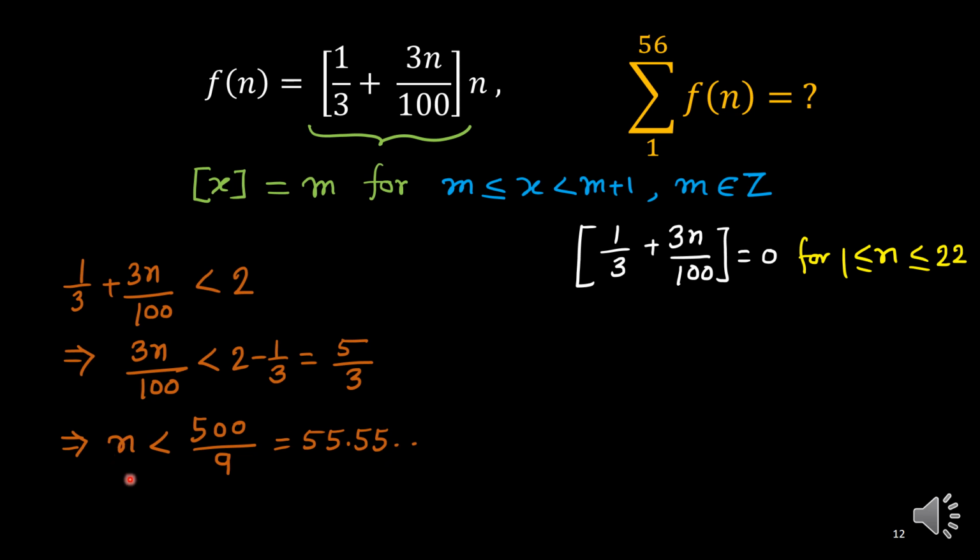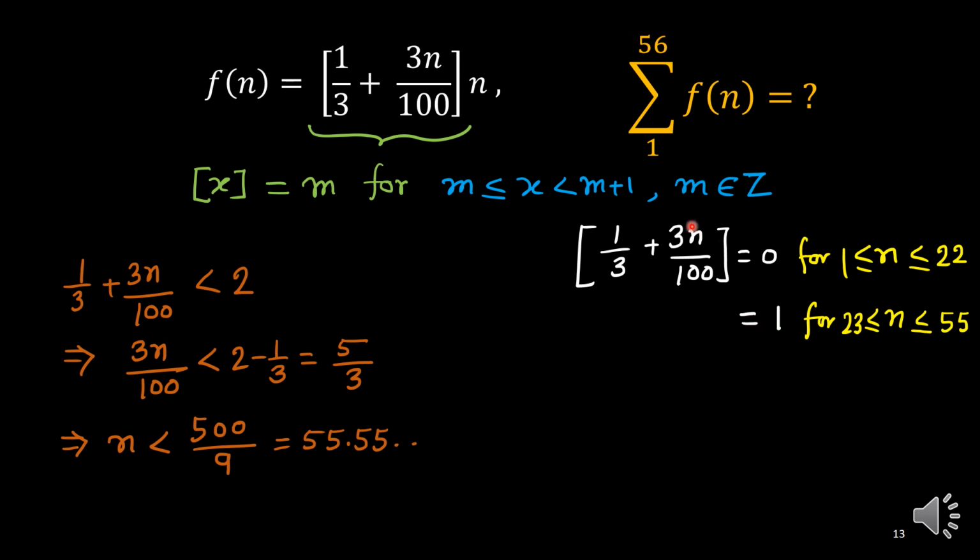So this implies that when n is up to 55, then its value will be less than 2 and more than 1. Thus, its greatest integer value will be 1. So we can write that this integer value will be 1 for this range, n equal to 23 up to 55, including 55. And when it is more than 55, meaning 56, here we have to consider up to 56. So of course for 56, it should be more than 1.